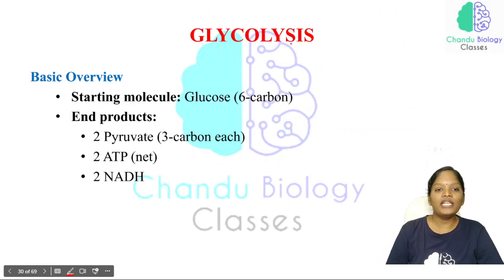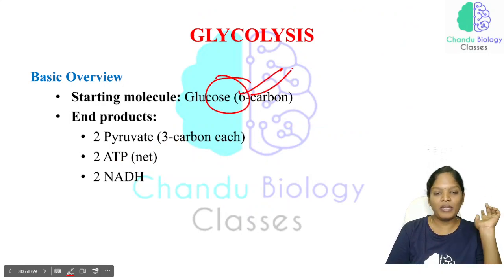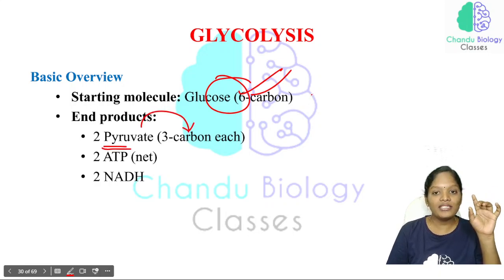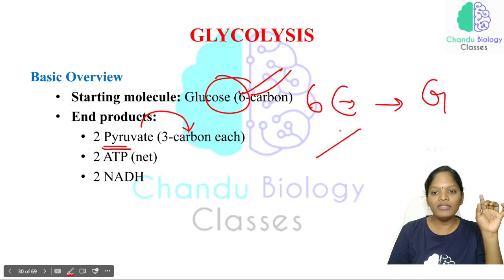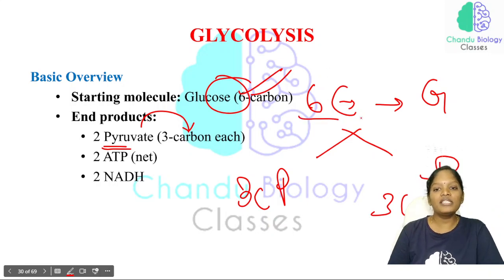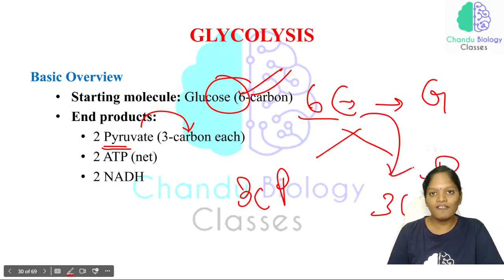The starting molecule glucose is a 6-carbon compound, as I just explained in the picture. The end product is 2 pyruvate, each with 3 carbons, so 3 plus 3 is 6, and the equation is balanced. Whenever this 6-carbon glucose is converted into 2 molecules of pyruvate, they produce 2 ATP and 2 NADH. Very, very important.